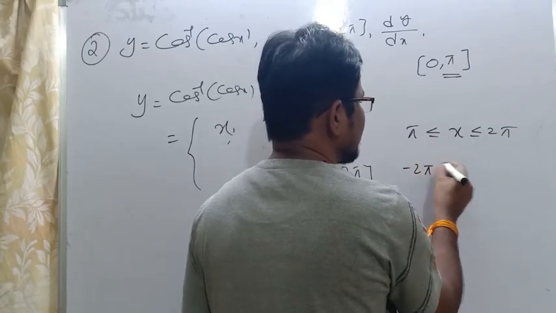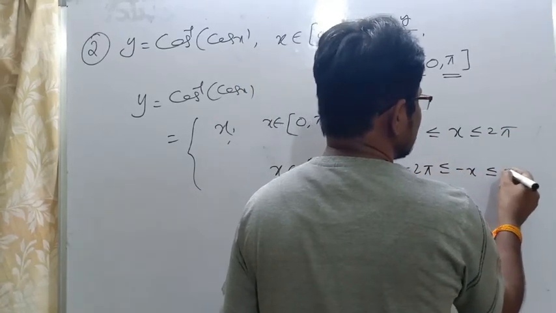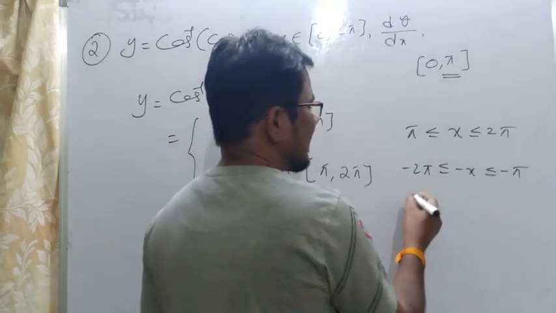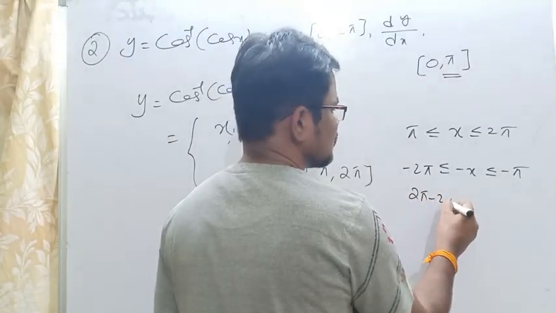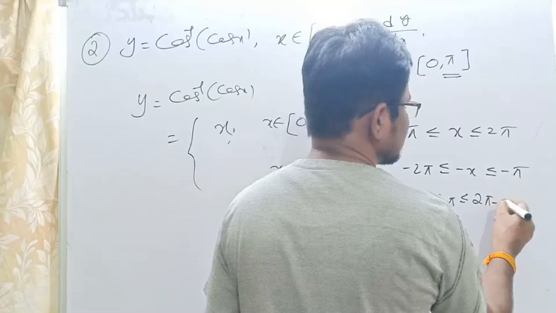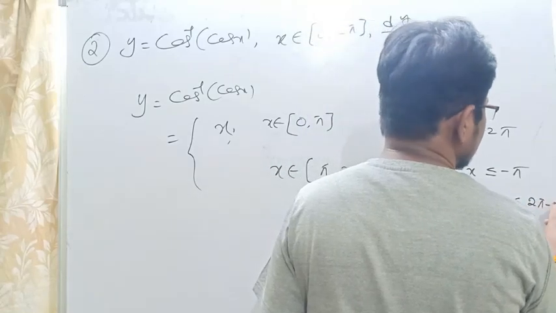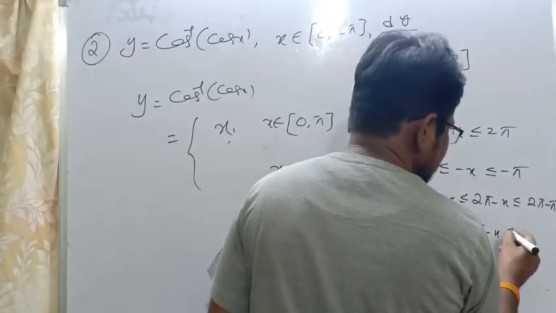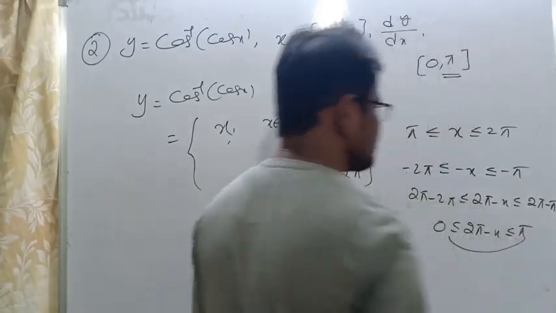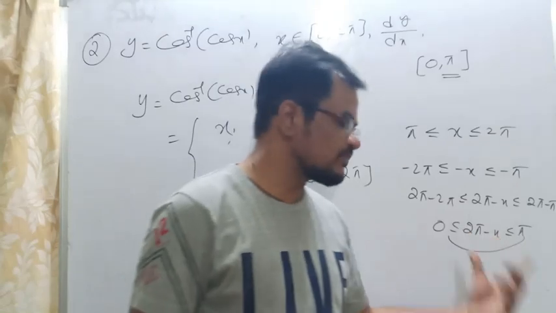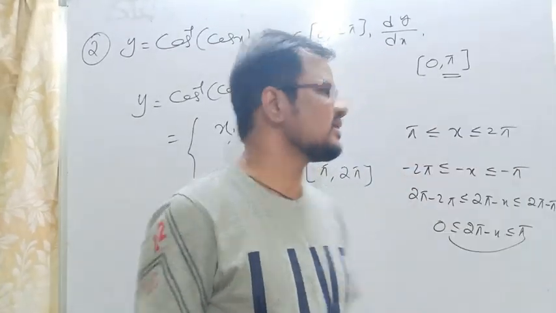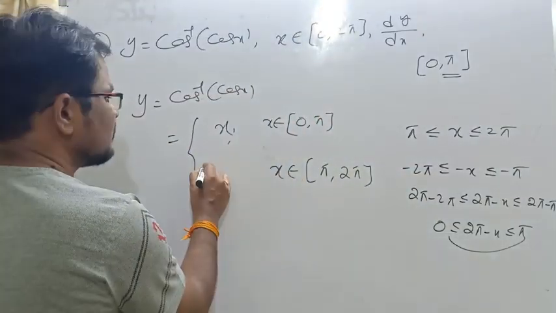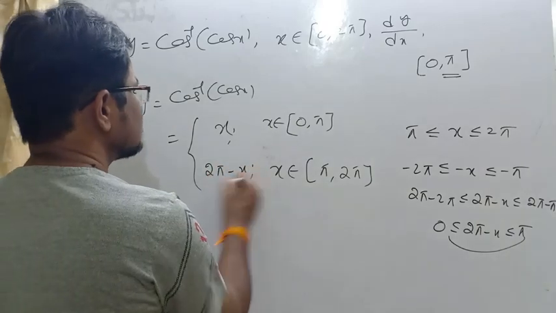So minus 2 pi less than or equal to minus x less than or equal to minus pi. Now add 2 pi: 2 pi minus 2 pi less than or equal to 2 pi minus x less than or equal to 2 pi minus pi. Now this is 0 less than or equal to 2 pi minus x less than or equal to pi. Now it is in the range. And if you apply the cos, in the fourth quadrant cos is positive only. So that's why we have to take 2 pi minus x here.